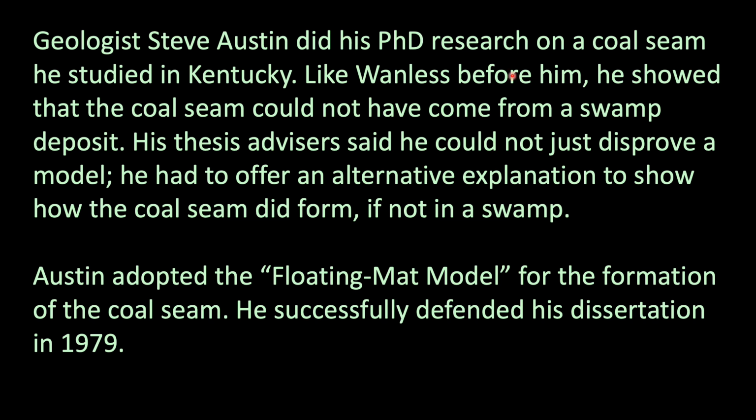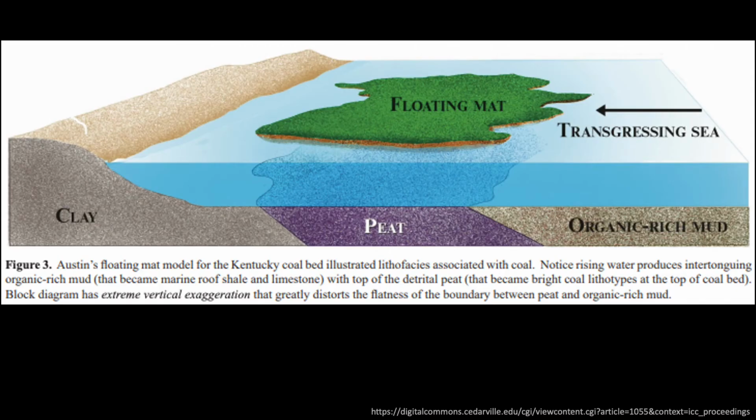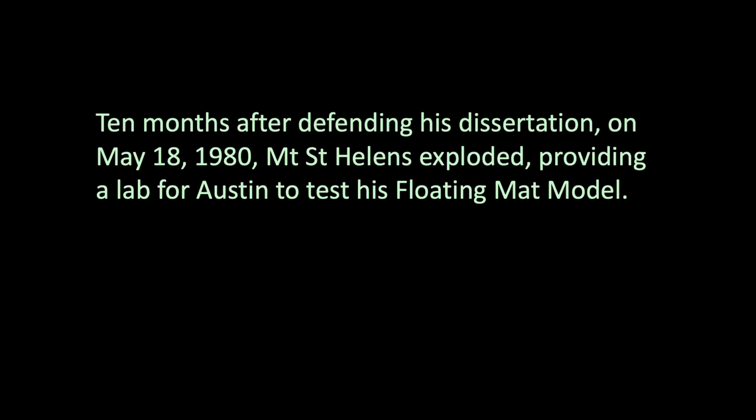So geologist Steve Austin did his research on a coal seam in Kentucky. He showed the coal seam could not have come from a swamp, but he had to provide an alternate explanation. He adopted the floating mat model for the formation of the coal seam. He defended his dissertation in 1979, and this is an illustration of this floating mat that rains peat down on the floor of this transgressing sea.